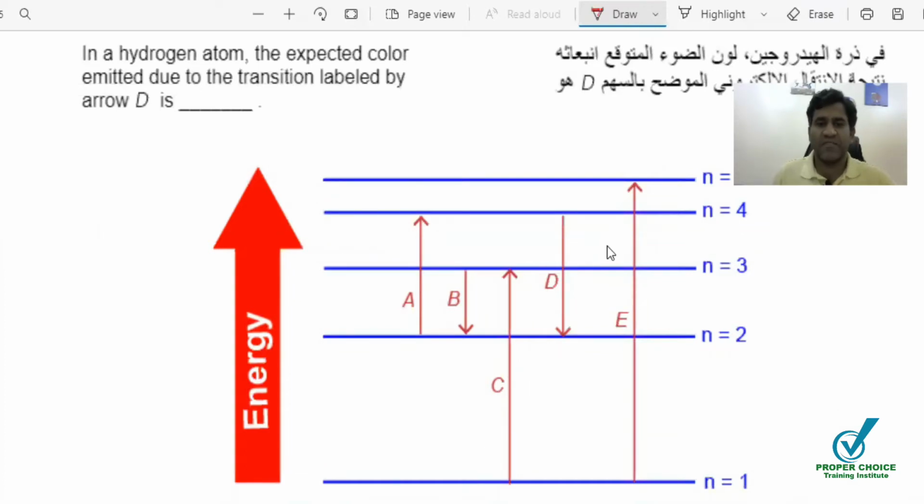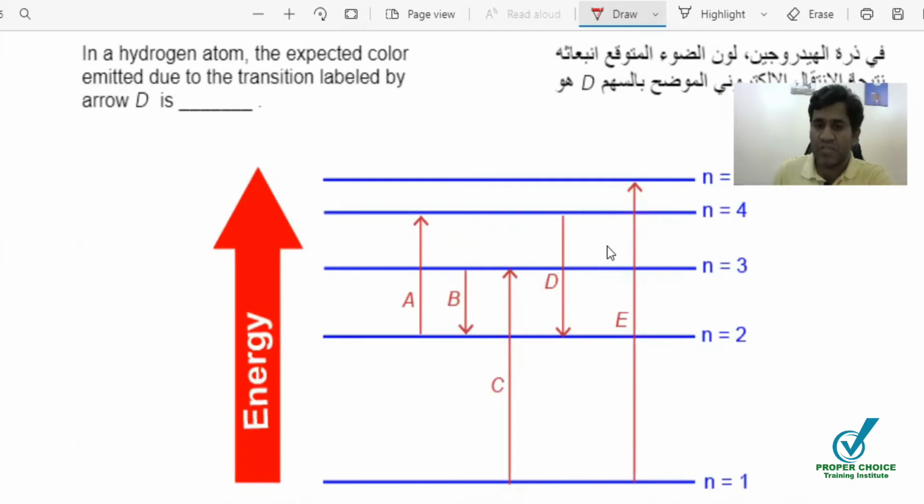Whenever the electron jumps from the lower energy level to the higher energy level, it gains energy. And whenever the electron jumps from the higher energy level to the lower energy level, it emits whatever amount of energy it gained in the form of light. That's what we say, in the form of a photon. Now the question is about the energy level. What is the color of the light when it is emitted, which is shown by the arrow D?